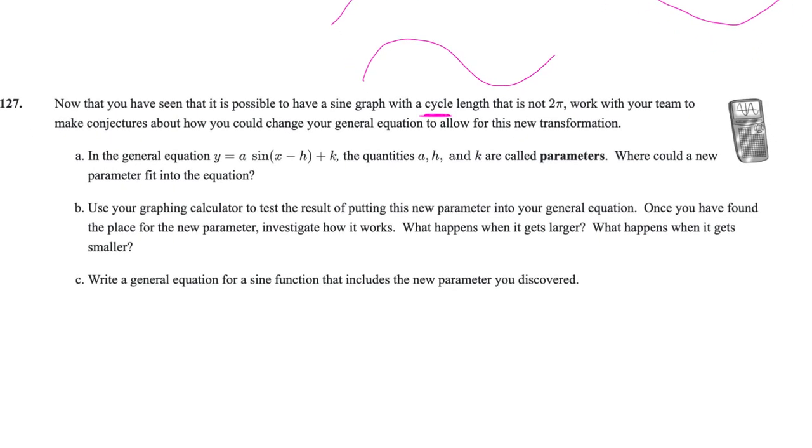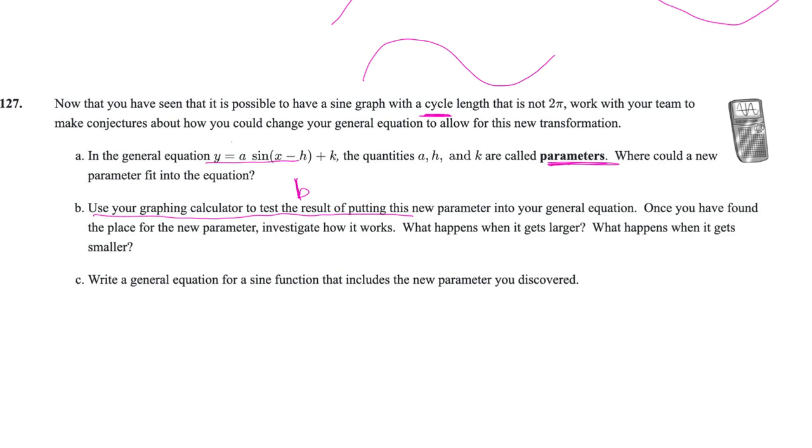So we want to figure out, how do we add a parameter that will cause this sine cycle to stretch out? How can we do that? Using your graphing calculator, test the result of putting a new parameter into your general equation, and let's see what happens. I think this is a great thing to do on Desmos, because you just put some sort of a letter in there. Maybe we'll call it B or something like that. And we'll try to figure out what parameter causes it to change there. And yeah, this is a great thing to do.